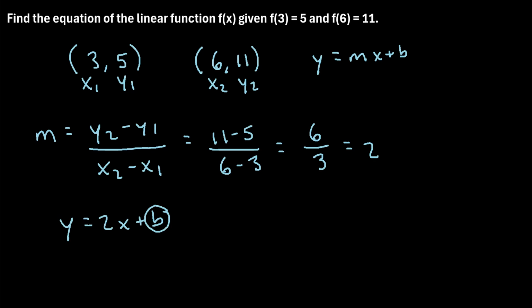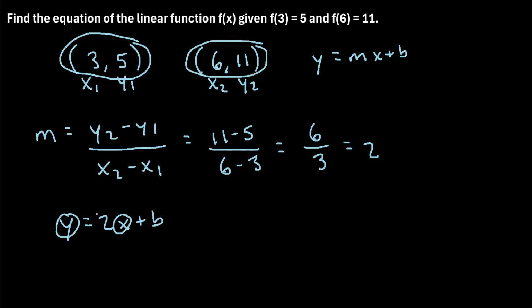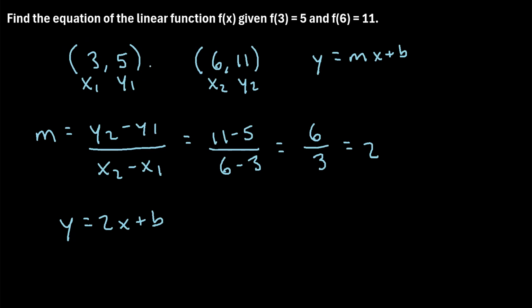To solve for b, or to figure out what b is, we can plug either this coordinate pair or this coordinate pair into the x and y values right here, and we'll solve for b. And it doesn't matter which coordinate pair you choose, you'll get the same answer either way. So let's just choose this first pair. So we'll plug in a 3 for x and a 5 for y and see what we get. So we'll say 5 is equal to 2 times 3 plus b. So 2 times 3 is 6, so we get 5 is equal to 6 plus b.